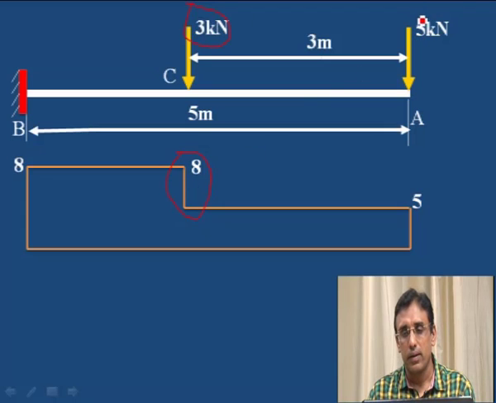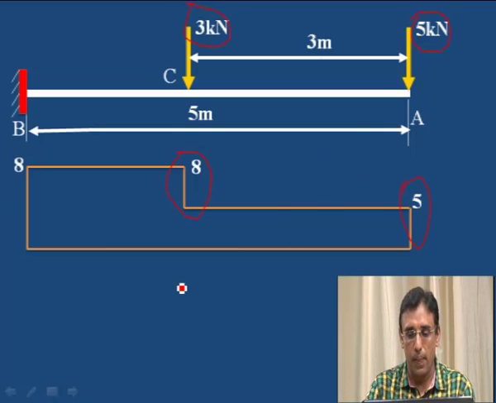This point here is the 5, therefore this vertical drop is 5. That means wherever the point load occurs, that drop will be equal to this force. If it is a point load of 5 kilonewton, a 5 drop should be there, 3 kilonewton, a 3 drop should be there. This vertical line should be equal to the point load. Here also the vertical drop is equal to the point load. This is the shear force diagram.